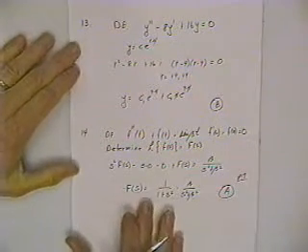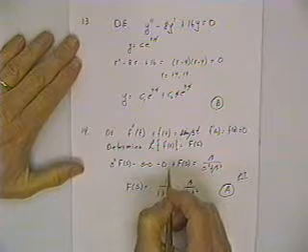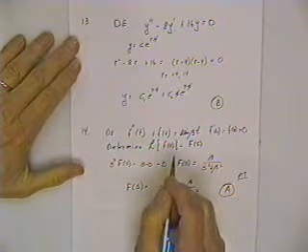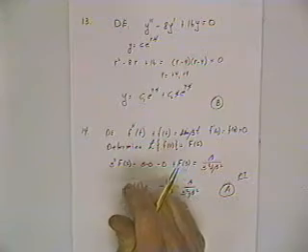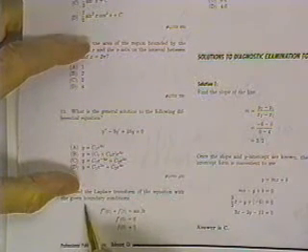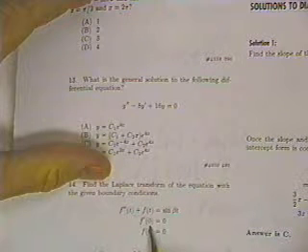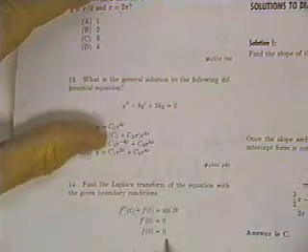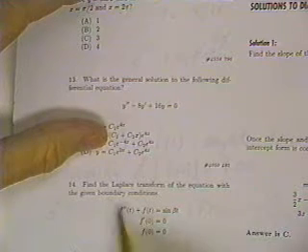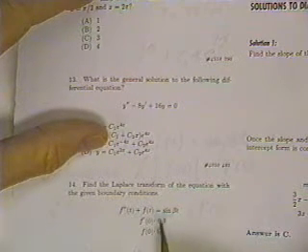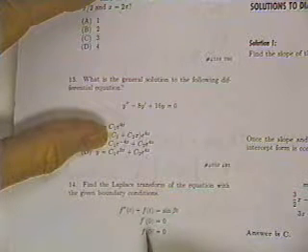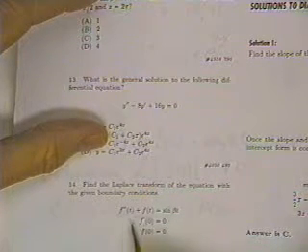Excuse me. The next one, number 14, is a Laplace transform problem. And number 14 states, find the Laplace transform of the equation with the given boundary conditions. Let me slide that up a little bit. The boundary conditions are f prime of 0 equals 0 and f of 0 equals 0. While he calls them boundary conditions, a number of you, particularly electrical engineers, would consider those as initial conditions.